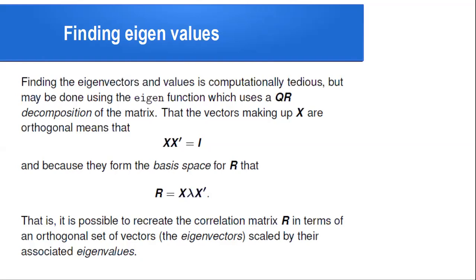Eigen function দিয়ে আমি eigenvalue টা বের করতে function which uses the QR decomposition of the matrix. The vectors making up X are orthogonal, which means that X X dash is equal to 1, and because they form the basis space for R, তখন সেক্ষেত্রে ইকুয়েশনটা R is equal to এই ইকুয়েশন. That is, it is possible to recreate the correlation matrix R in terms of an orthogonal set of vectors, or eigenvectors scaled by their associated eigenvalues.